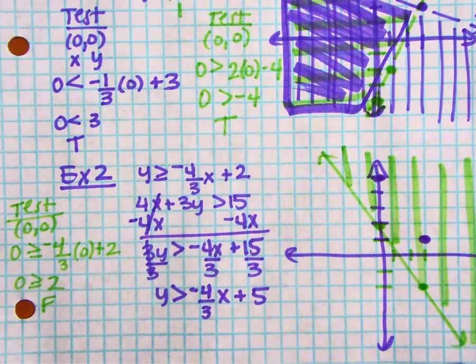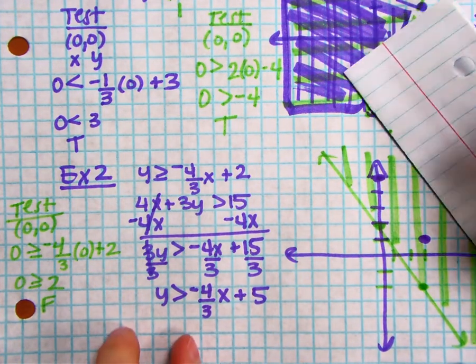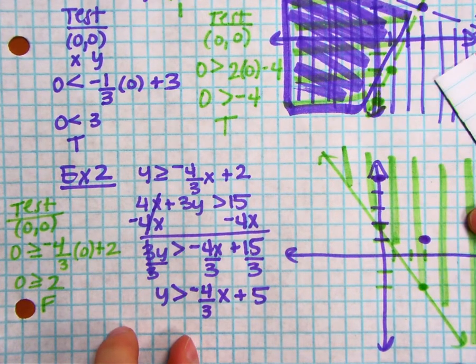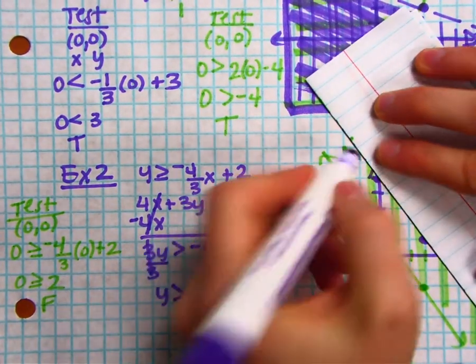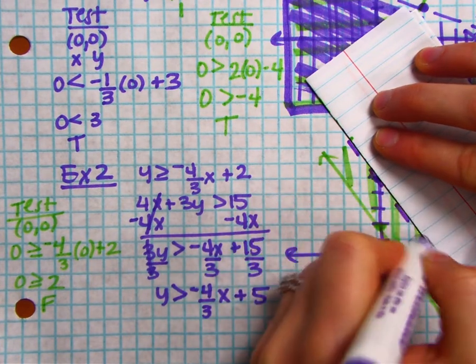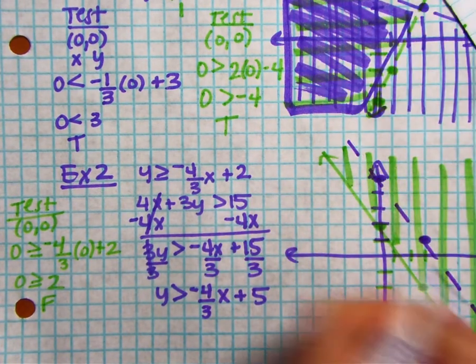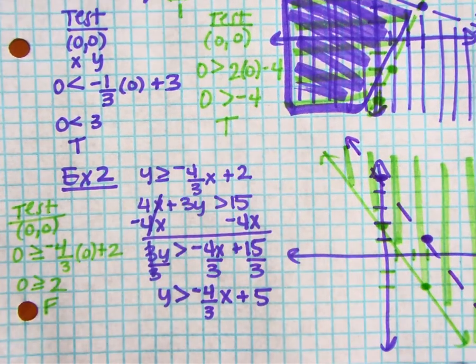You're not just copying this, you're thinking about every single step and why I did what I did. Okay? And then, dashed or solid. This one was dashed because there's no extra line underneath it. And put my arrows on it, and now I know where to shade.